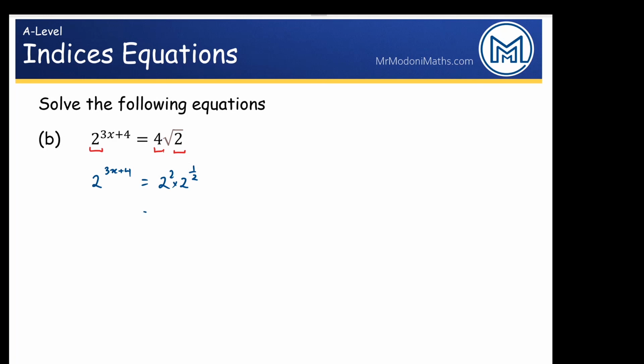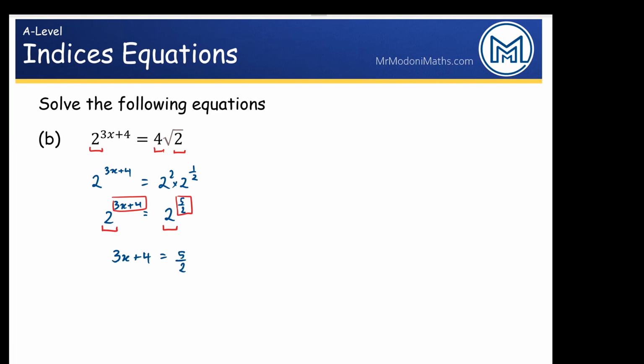We are then going to simplify by using our indices laws. So on the right-hand side we have 2 to the power of 2 times 2 to the power of half. So here we're going to add the powers. So we get 2 to the power of 5 over 2. And on the left-hand side we have 2 to the power of 3x plus 4. Now, our aim is to get it into the same form, which we have because the left-hand side has a single base number 2, and the right-hand side has a single base number 2, and since those bases are equal to each other, for this to be true the powers must also be equal to each other. So we can then form an equation using the powers, saying that 3x plus 4 must equal 5 over 2.